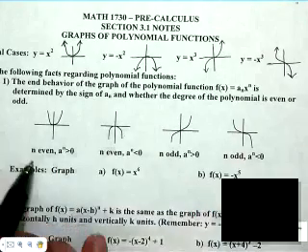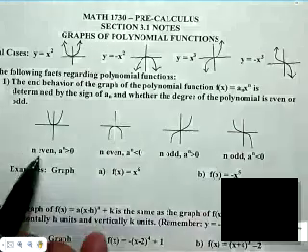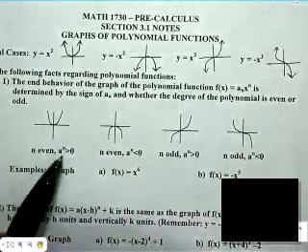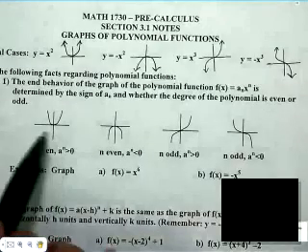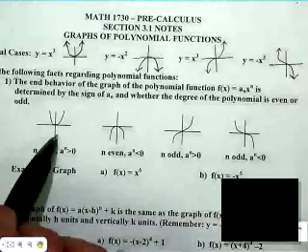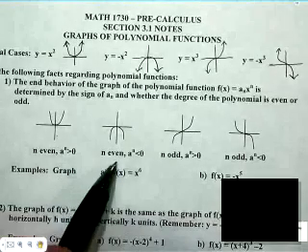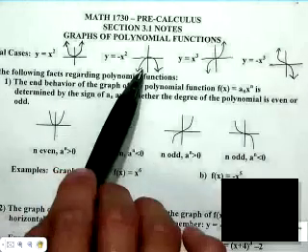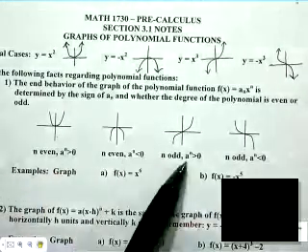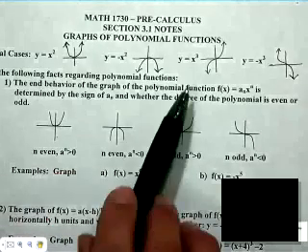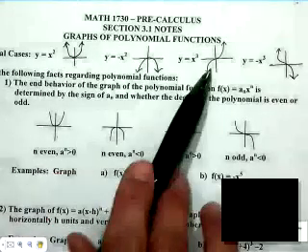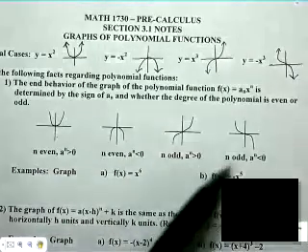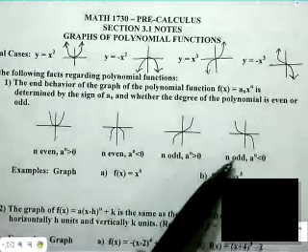Turns out all even degree polynomials, and the degree is just the highest exponent, all even degree polynomials with positive coefficients do the same thing on the ends as x squared. Both ends go up. All even degree polynomials with a negative coefficient look like negative x squared on the ends. All odd degree polynomials with a positive coefficient look like x cubed on the ends, left end going down, right end going up. And all odd degree polynomials with a negative coefficient look like negative x cubed on the ends.